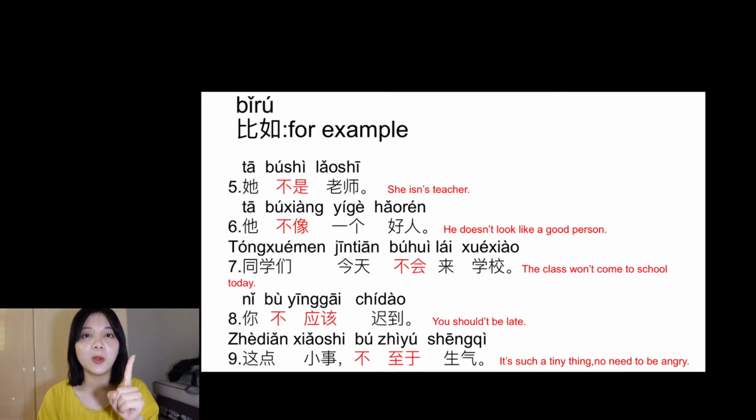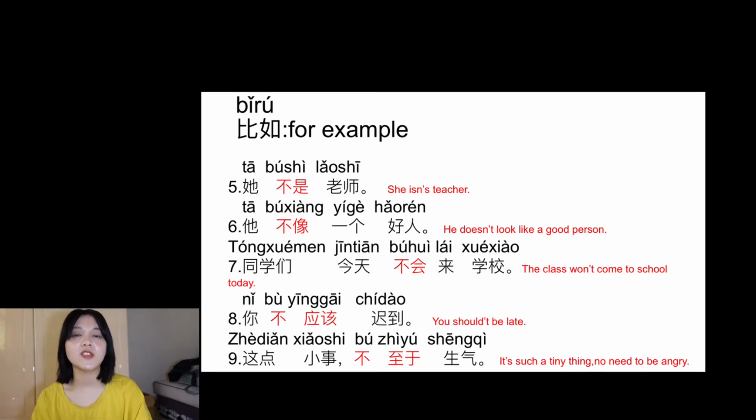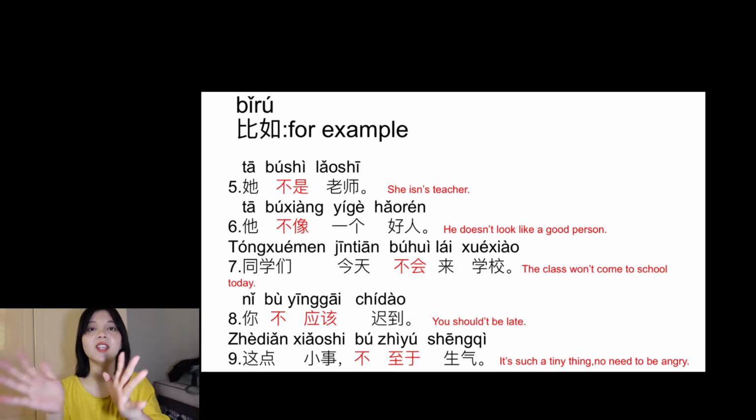And next one. 同学们今天不会来学校. 同学们 means classmates. All the classmates are not gonna go to school today. But when you say 同学们今天没有去学校, it means the classmates didn't go to school today. 你不应该迟到, you shouldn't be late. You can't say 你没有应该迟到. You can only say 你不应该迟到.